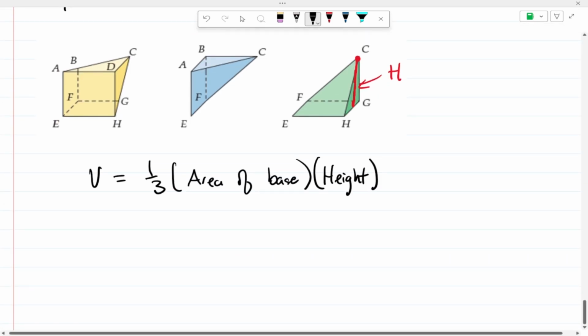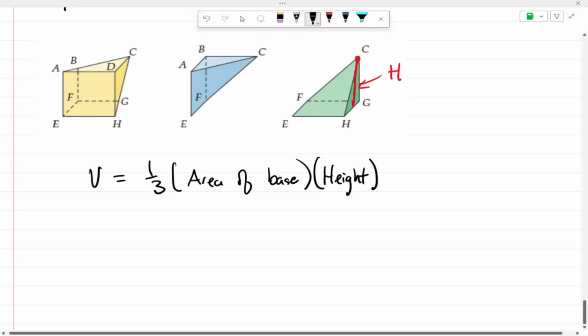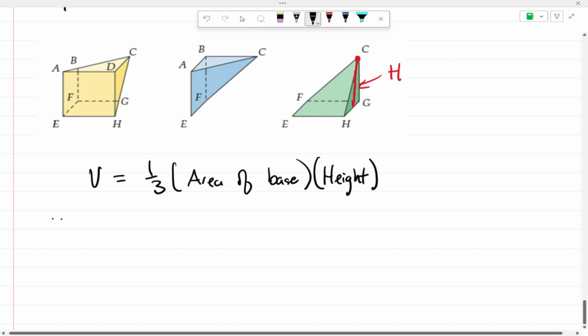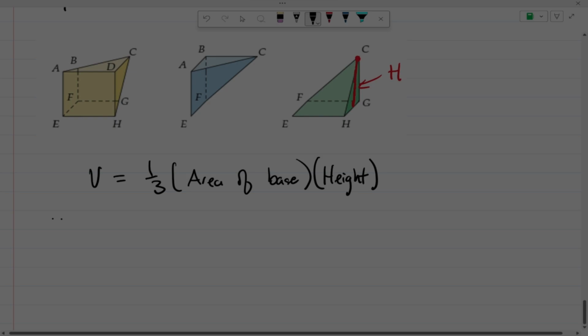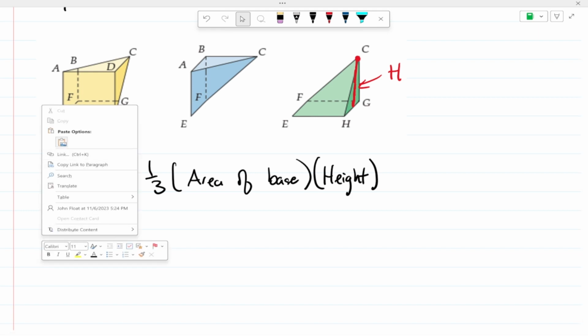Sometimes you have a cone. Once again, I'm going to use your book because they do such a good job at drawing a cone. And I'm not even going to mess with it. Are you going to let me copy and paste this? There we go.